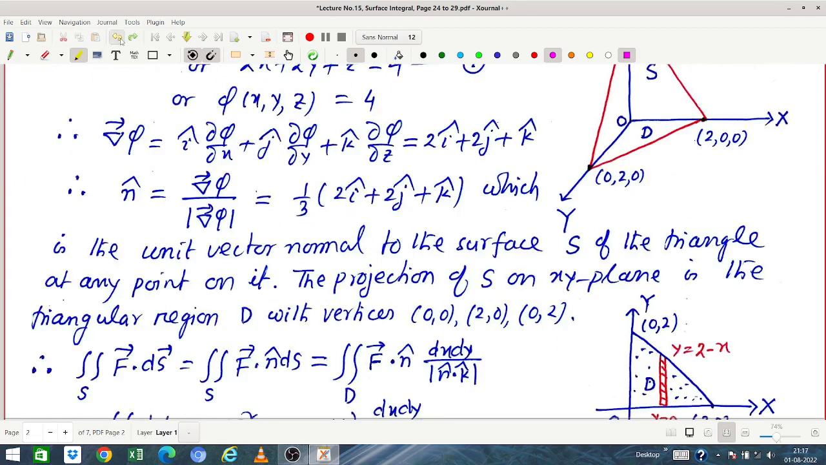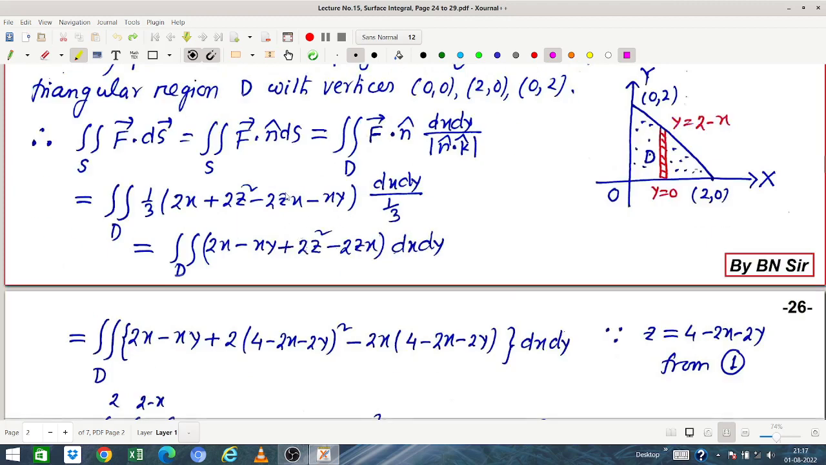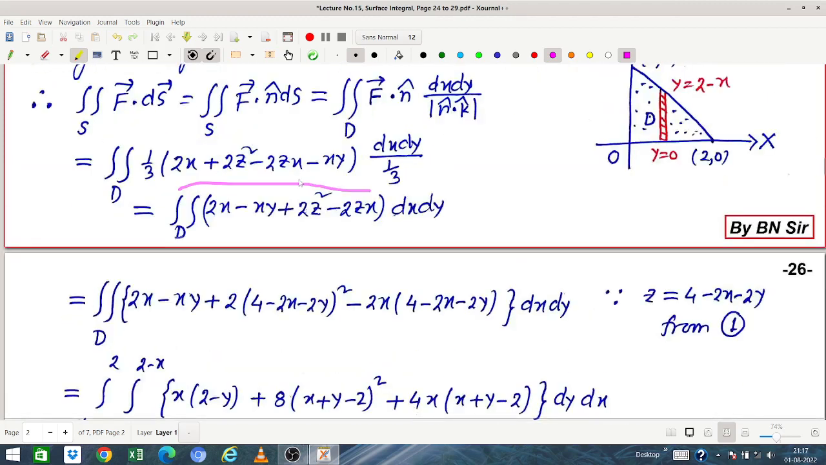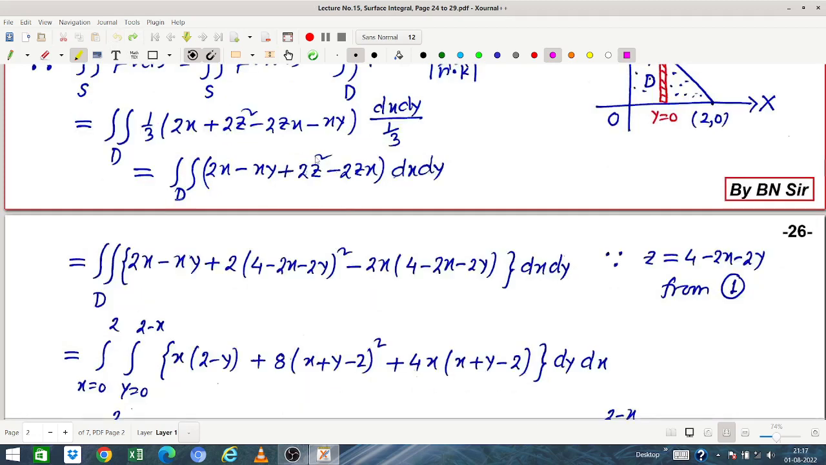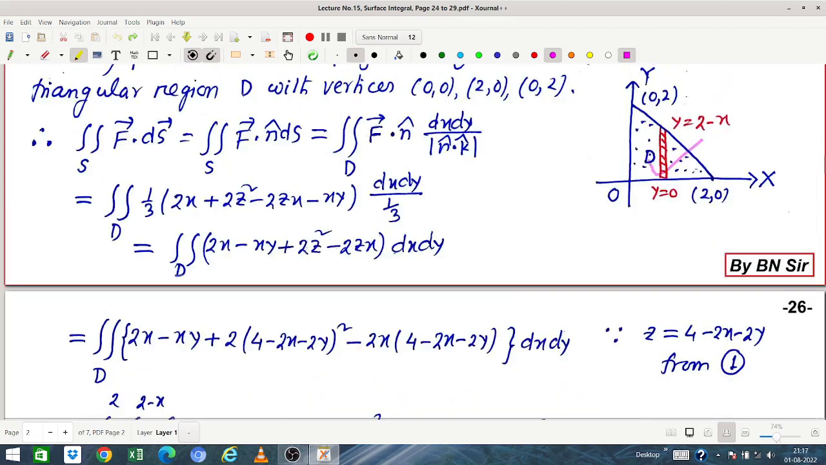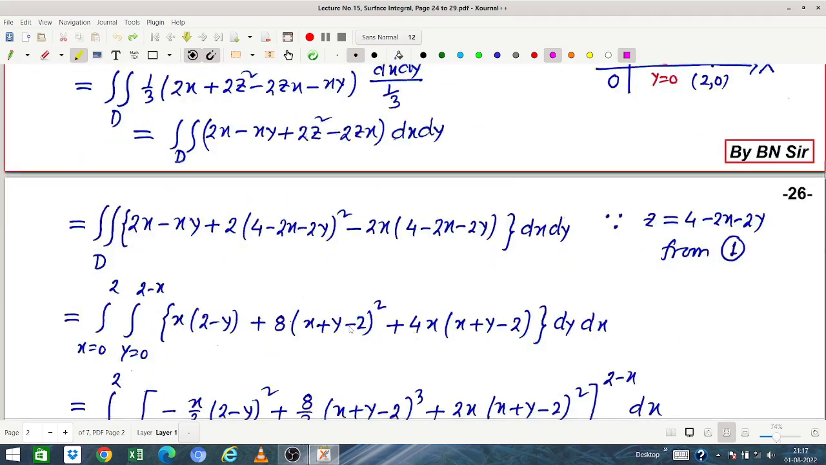So if we take the dot product, coefficient of i, coefficient of j, coefficient of k, just multiplied. So this is the value of F dot n cap, and this is dx dy by 1 by 3, meaning mod n cap dot k cap is 1 by 3, and there is already 1 by 3 there. So this 1 by 3 and this 1 by 3 get cancelled. Now it is a double integral over the region D. Surface integral converted to a double integral over the region D.